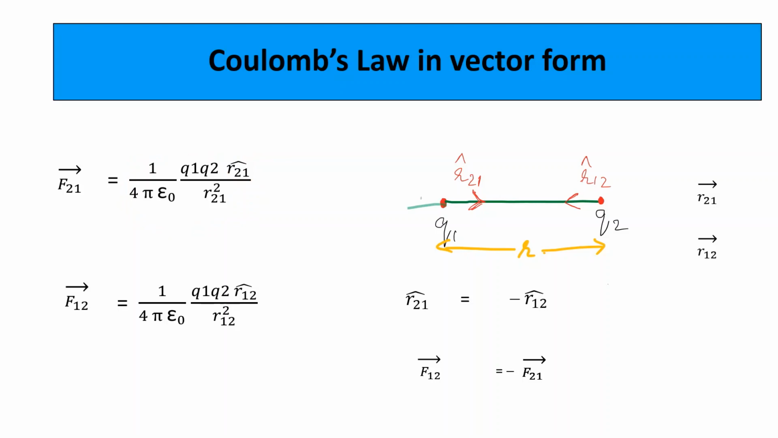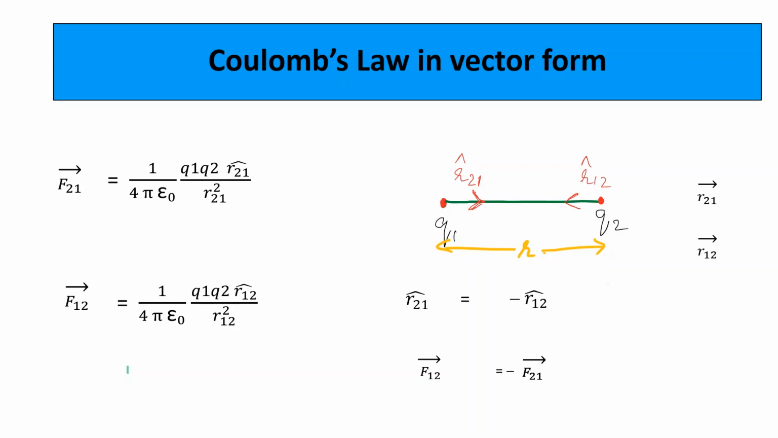F12 is the force on Q1 due to Q2. Therefore, you must consider the distance from Q2 to Q1. This distance is R12. Therefore, in the place of R, you must put R12 the whole square. This value gives the magnitude and this unit vector will give you the direction. R12 and R21 are equal and opposite. Therefore, you can substitute this value in this expression and you will get F12 is equal to minus F21.